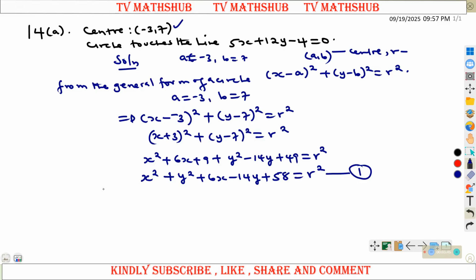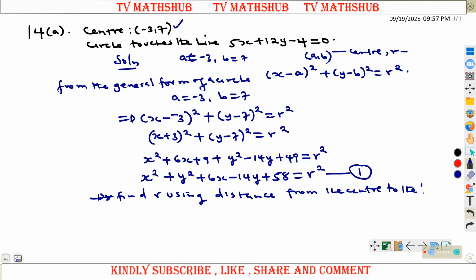So let us actually find r using the information that we are given. That is, using the distance from the center to the line.